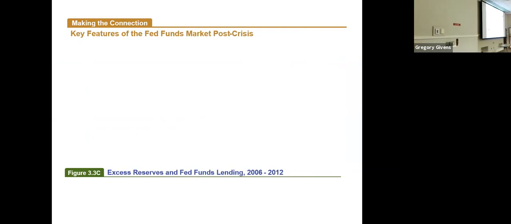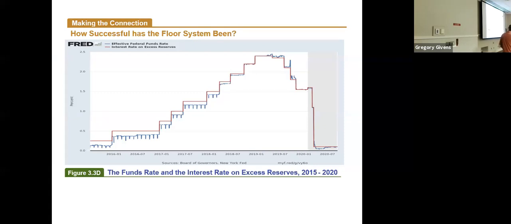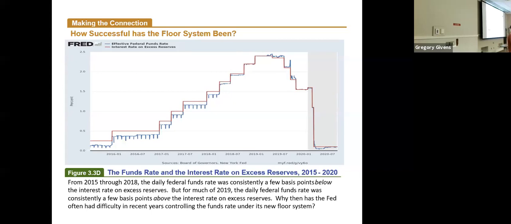But what I want to point out to you right now is that the Fed's floor system hasn't really been 100% successful. From 2015, at least till 2018, the federal funds rate was persistently at a level of about 20 to 25 basis points underneath the interest rate on excess reserves. So in fact, the Fed's floor was not a floor at all. It was more like a leaky floor, right? The funds rate was always dipping below the interest rate on excess reserves.